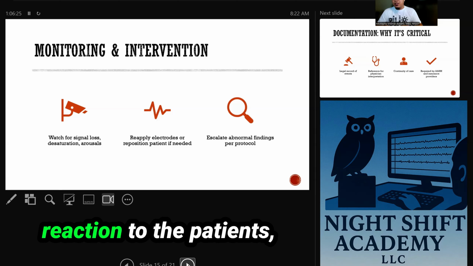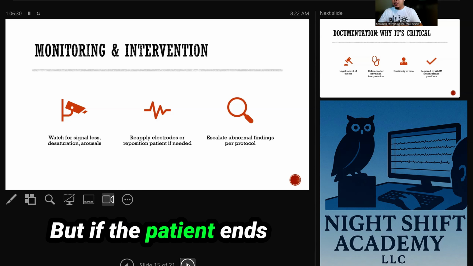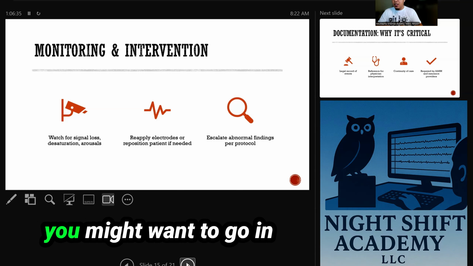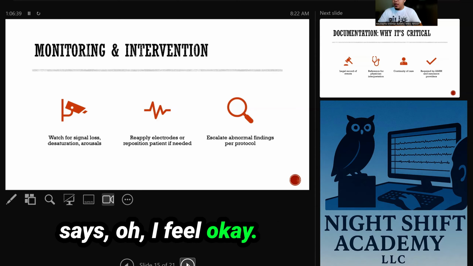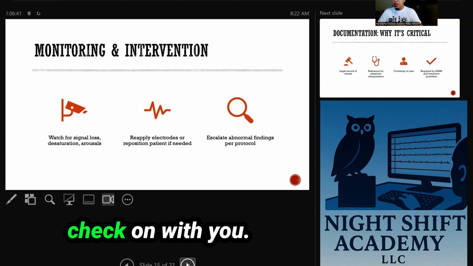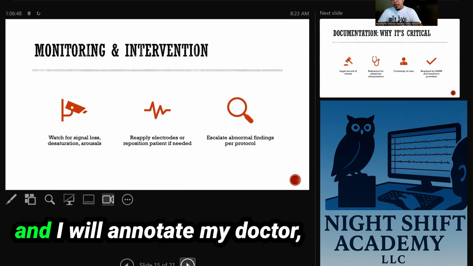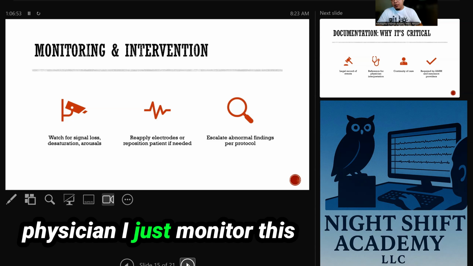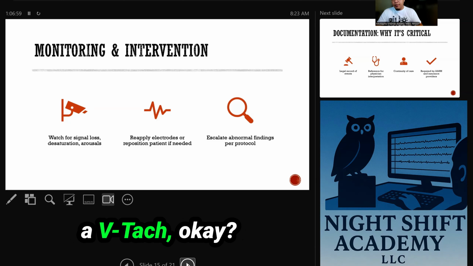And if there's no reaction from the patient, then the patient's still asleep, quiet, fine. If the patient ends up with VTAC and it's sustained for 10 seconds, you might want to go in there and check the patient. And the patient says, oh, I feel okay. Why? No, I just want to check with you. But then you also monitor, and I will annotate it, and notify my doctor, or any on-call physician: I just monitored this patient for a sleep study and I saw there's a VTAC.